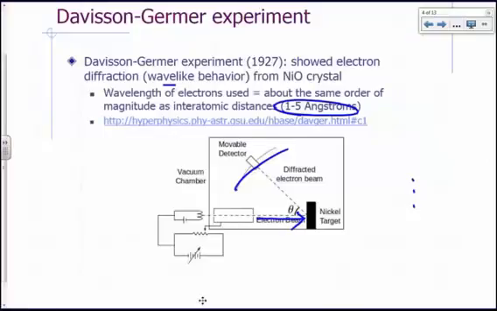Okay, so that was the experiment that confirmed de Broglie's idea that electrons do behave like waves. They have a wave-like characteristic. In other words, that confirms what we would call the wave-particle duality, a dual nature for the electron.